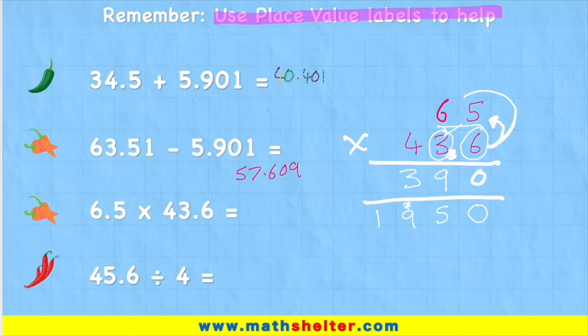And then the last row is actually not just a 4, it's a 400, so I need to put 2 placeholders to show this is 100 times bigger. 4 times 5 is 20, and 4 times 6 is 24, plus my 2, 26.